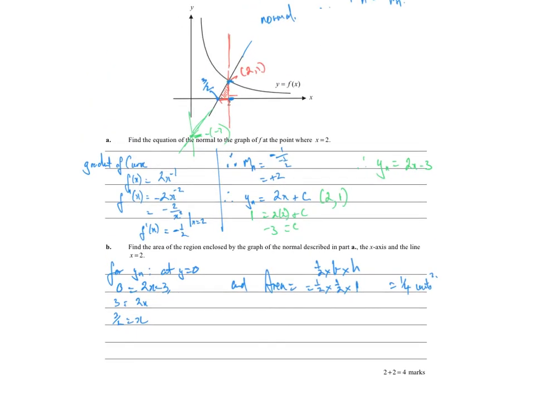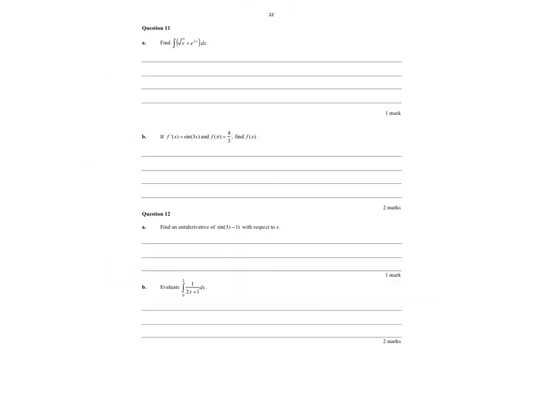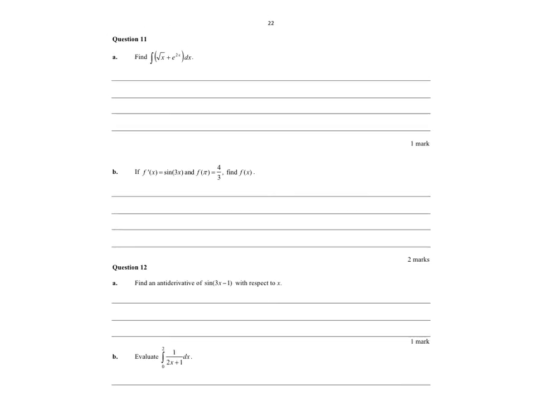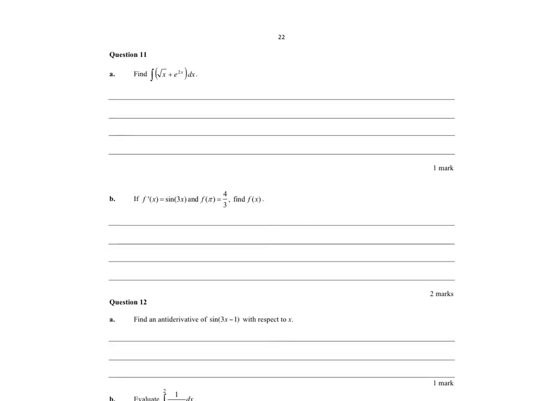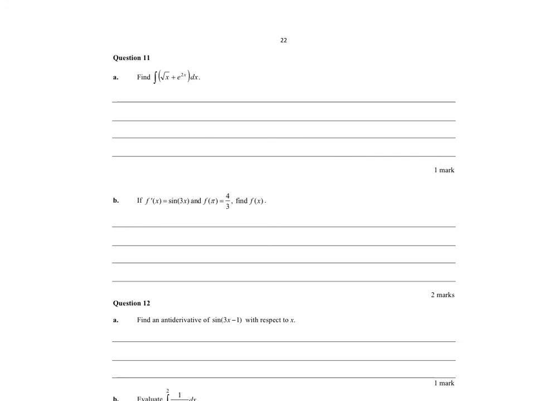Now, part C. Last question. Yes, of course, there's 2 bits. Find the antiderivative of... okay. Step 1. Let's put everything as the power. So that's x to the 1/2 plus e to the 2x dx. Okay, add 1 to the power.